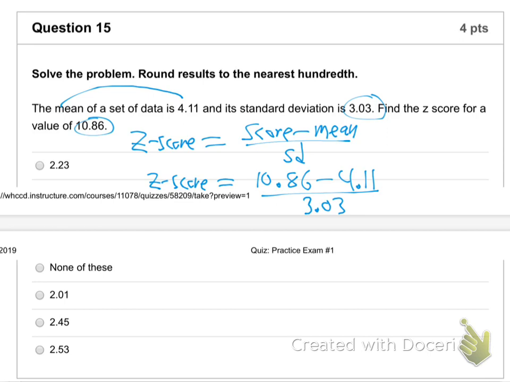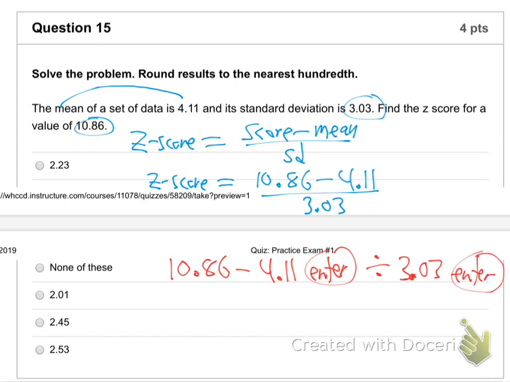3.03. So type that in, but remember, I mentioned before, I know I talk at you 4 hours a week, be careful when you type it into your calculator. Write 10.86 minus 4.11, and then hit enter before you hit the divide. Remember, you have to hit enter after every operation.